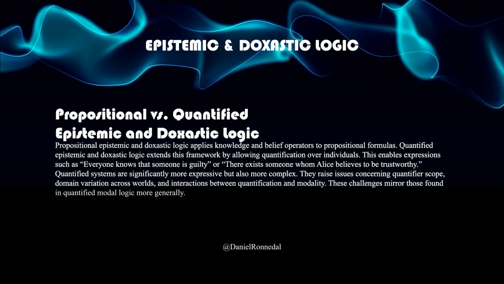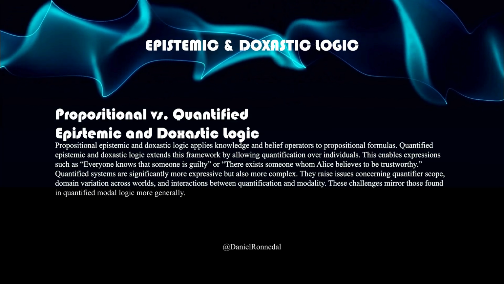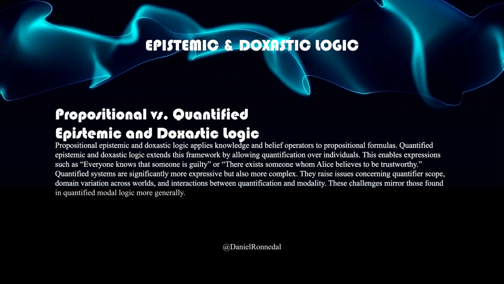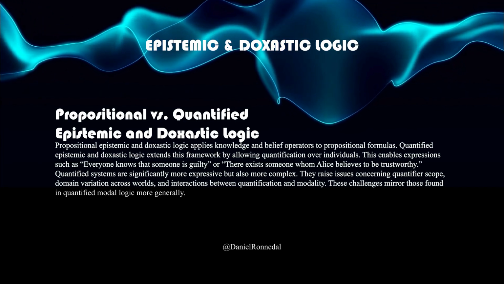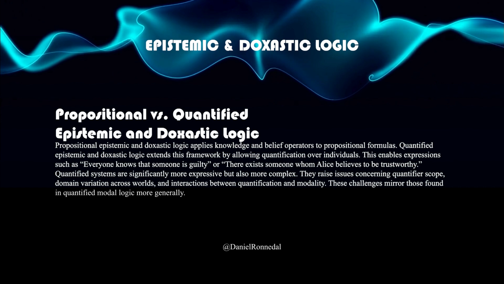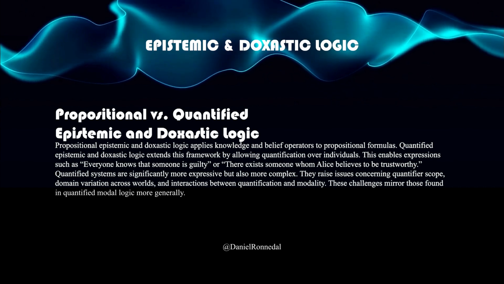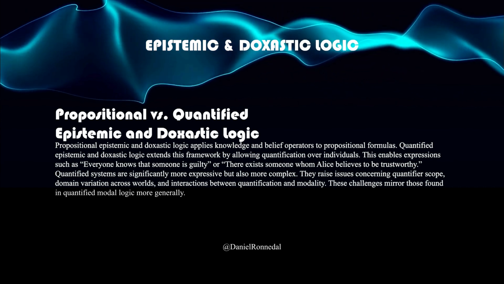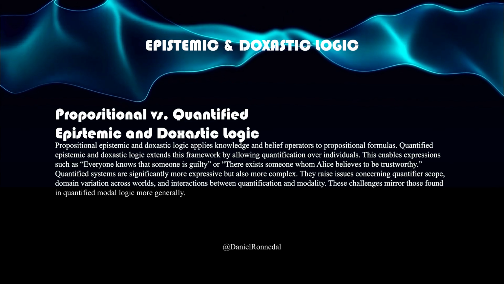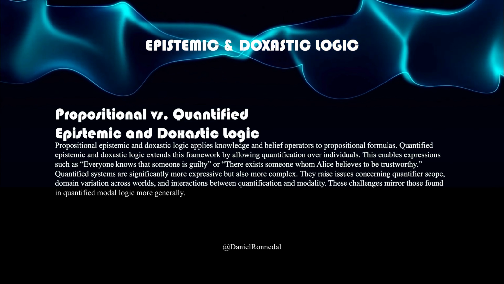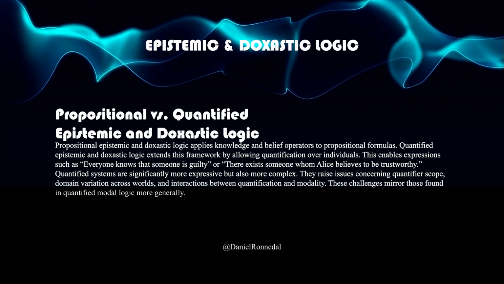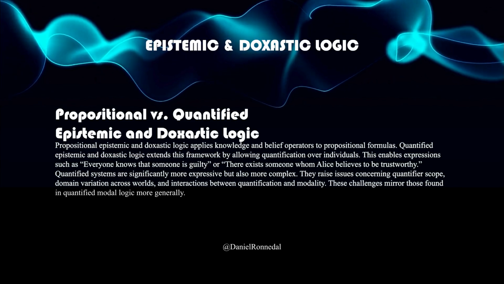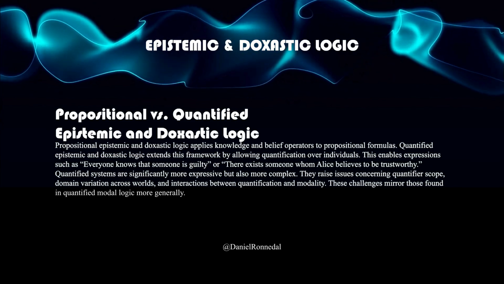Propositional epistemic and doxastic logic applies knowledge and belief operators to propositional formulas. Quantified epistemic and doxastic logic extends this framework by allowing quantification over individuals. This enables expressions such as "everyone knows that someone is guilty," or "there exists someone whom Alice believes to be trustworthy." Quantified systems are significantly more expressive but also more complex.